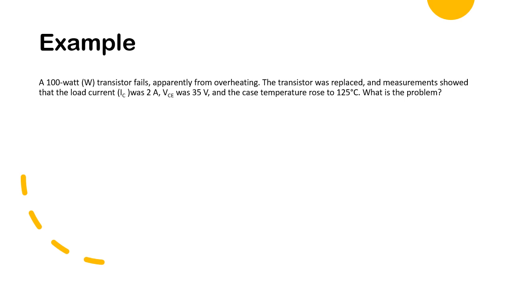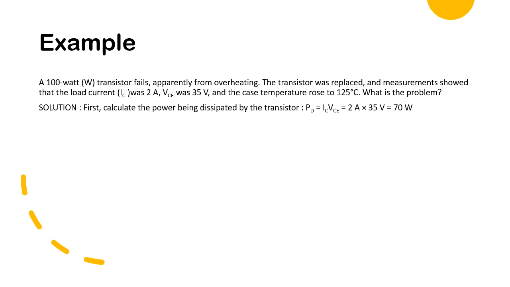VCE was 35 volts, and the case temperature rose to 125 degrees C. What is the problem? Look at the solution. First, calculate the power being dissipated by the transistor. So PD equals IC times VCE, or 2 amps times 35 volts, equaling 70 watts. 70 watts is certainly less than the manufacturer's designation of 100 watts.